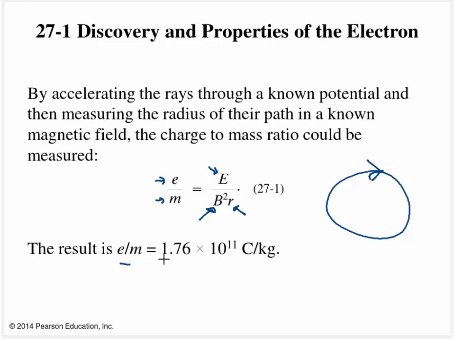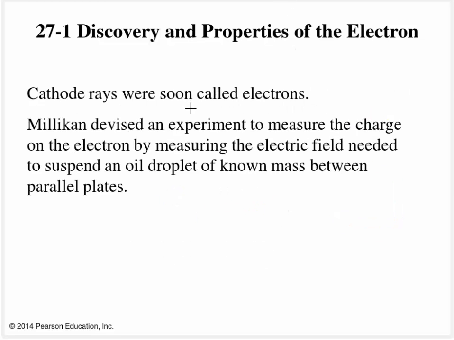The result of this was the e over m, charge to mass ratio for these rays, or electrons as we now know, which is just going to be 1.7 times 10 to the 11th coulombs per kilogram. It really didn't take physicists very long to discover that these cathode rays are actually electrons. And now we know their charge to mass ratio. But the thing is, at that time we didn't know the mass and we didn't know the charge.